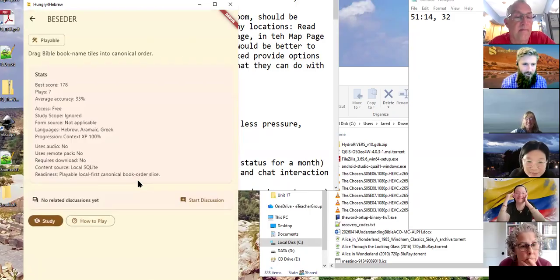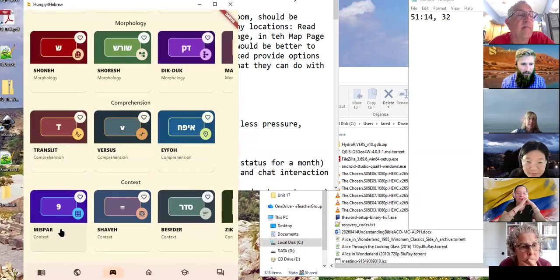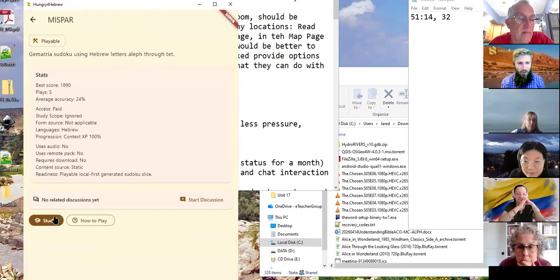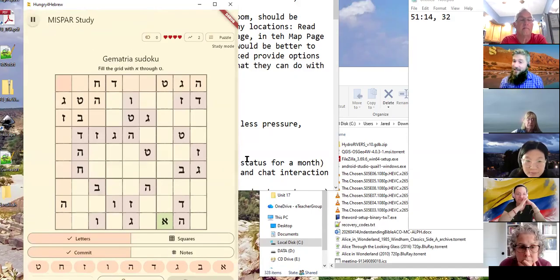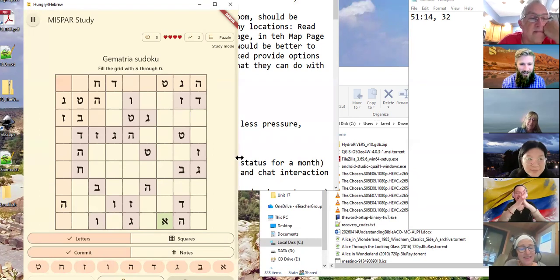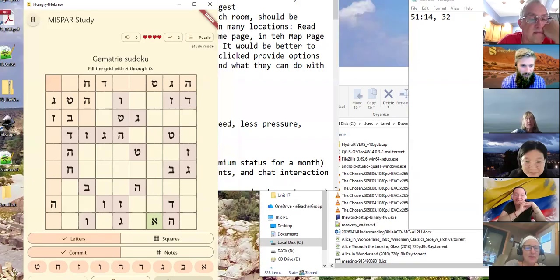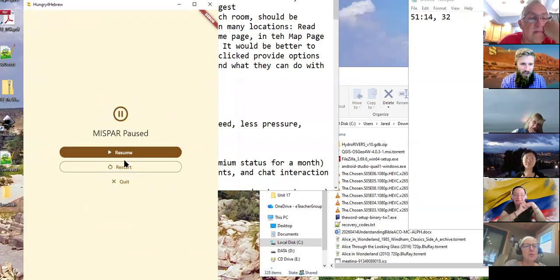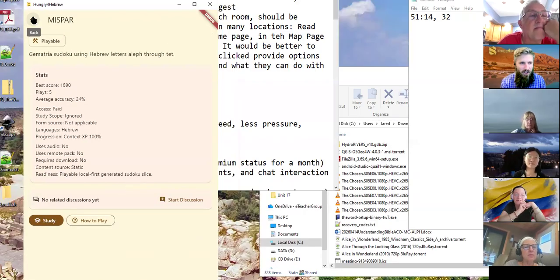If anybody likes a good Sudoku, there's Hebrew Sudoku, Gematria Sudoku. Okay, that's too much for me. Instead of numbers, I just put the Hebrew letters. This doesn't actually help you learn. Maybe it helps you get familiarity with the letters, maybe a little bit of gematria, but it's just a game that you can chill and relax with.